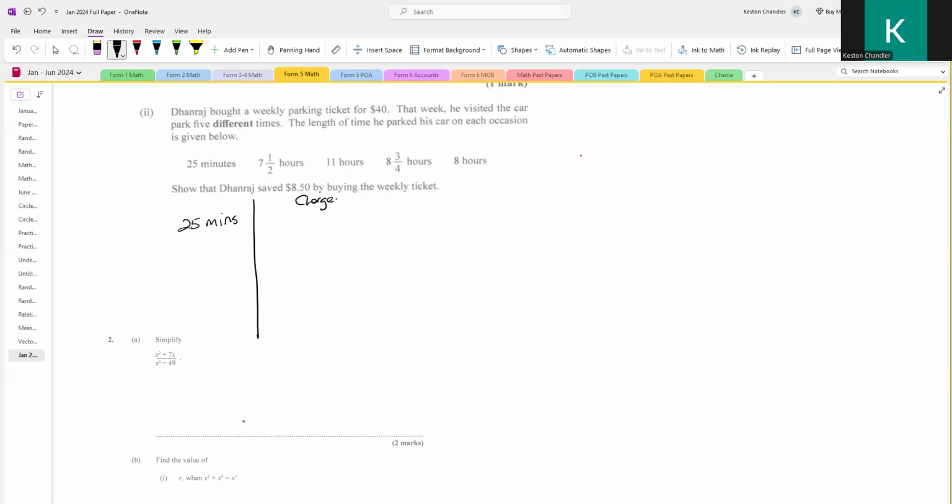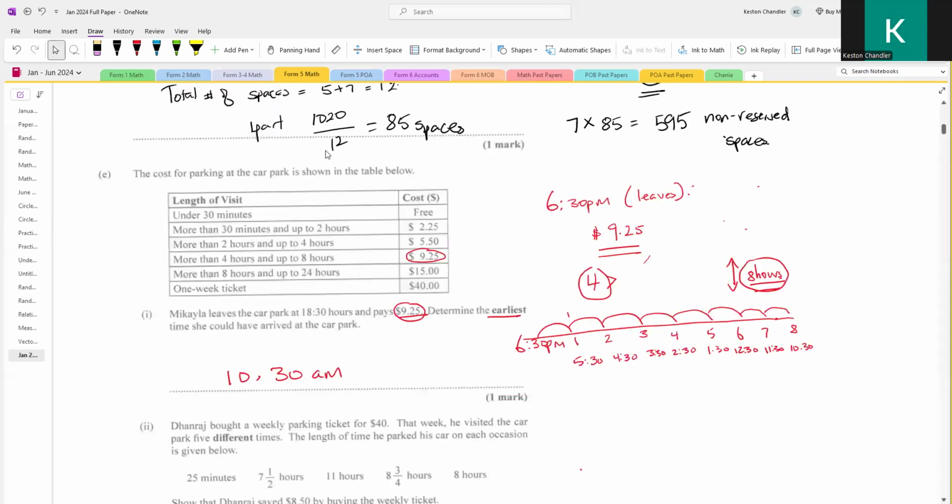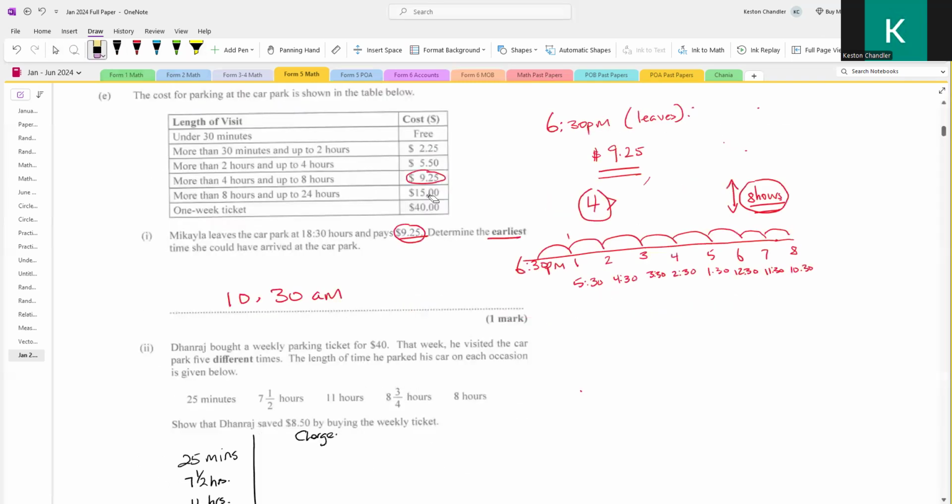Then we have 7.5 hours. We have 11 hours. We have 8.75 hours. And we have 8 hours. So what I'll do is cut out our table so we can have it right next to our question so we can easily look at it.